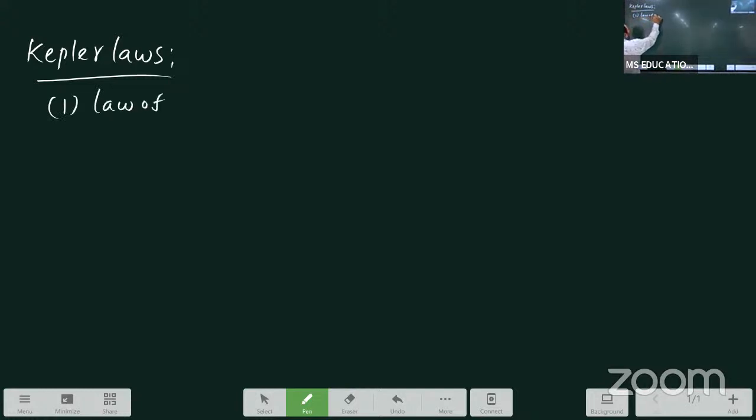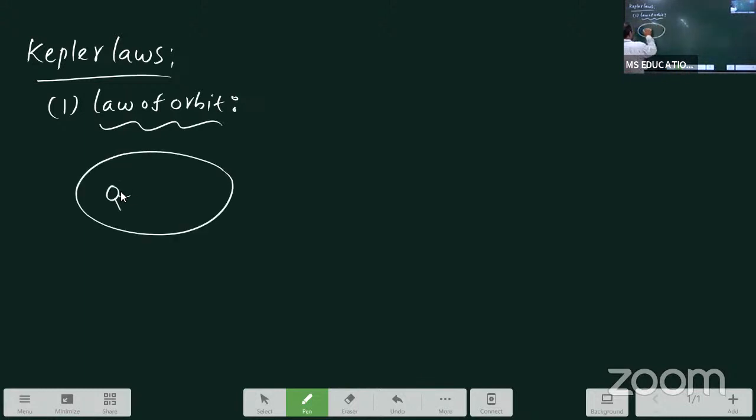Law of orbit. This is the first law, Kepler's first law of orbit. Sun is located at the foci. Every planet revolves around the sun in an elliptical orbit. Each and every planet revolves around the sun in an ellipse. The sun's location is named the foci.